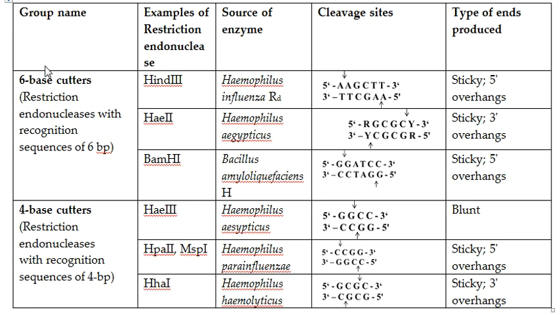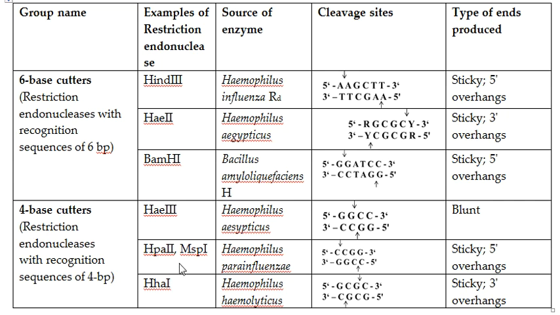Now here you can see in the table that I have labeled 6 base cutters and 4 base cutters. Now what do you mean by that? 6 base cutters are the restriction enzymes whose recognition sequence consists of 6 base pairs, whereas 4 base cutters are the restriction enzymes whose recognition sequences consist of 4 base pairs. So for simplicity we use the terms 6 base cutters and 4 base cutters.